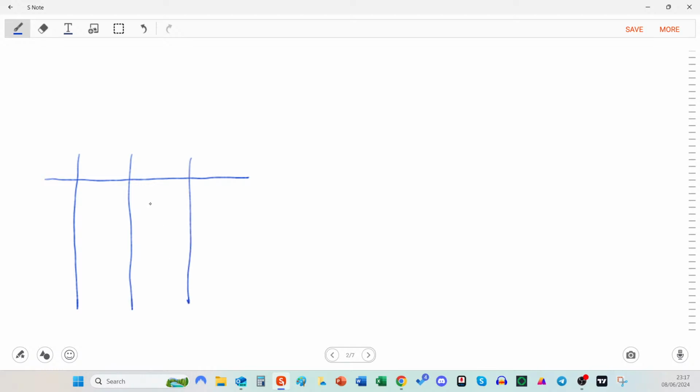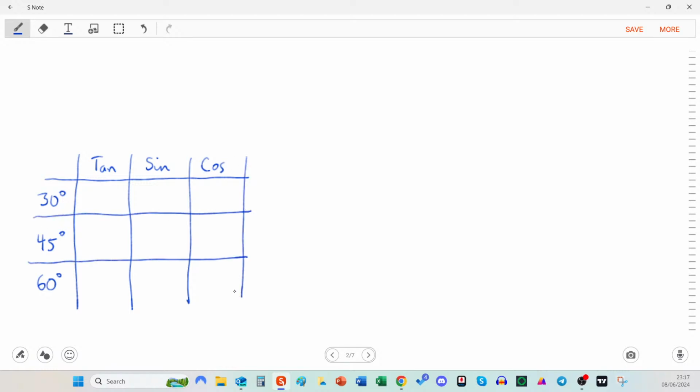This is very off the cuff. So let's just say we've got tan, sine, and cosine. And the angles of special notoriety are these three. And that's because these exist in very special triangles. Triangles that we can know everything about, and therefore we can write statements about these values.